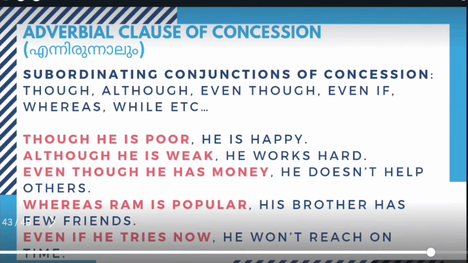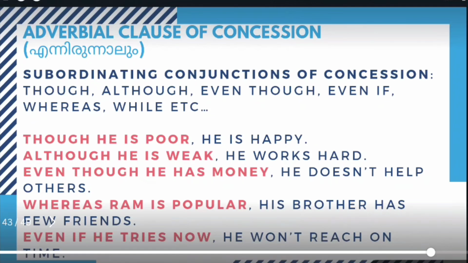Next is the adverbial clause of concession. എന്നിരുന്നാലും എന്നുള്ളൊരു അർത്ഥം വരുന്ന ക്ലോസസ് ആണ് adverbial clause of concession. മെയിൻ സംഭവം ഇതാണ്, എന്നിരുന്നാലും ഇങ്ങനൊരു അവസ്ഥയുണ്ട് എന്നൊക്കെ നമ്മൾ പറയില്ലേ. Let's look at some examples. But before that, we use subordinating conjunctions like though, although, even if, whereas, while, etc. to describe the adverbial clause of concession. Let's look at the examples.